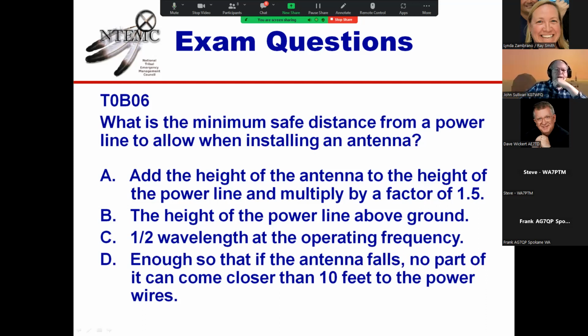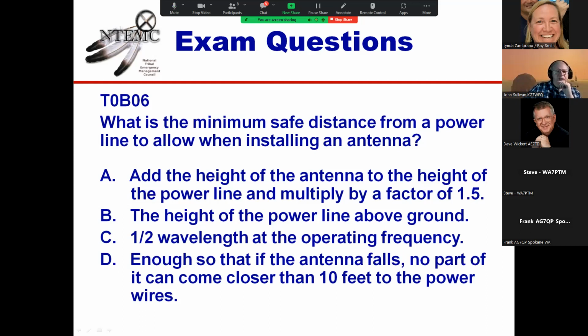C, half wavelength at the operating frequency. Well, your concern is, are you going to hit a power line? So what frequency you're operating on isn't going to affect how far away you need to be to prevent it from physically hitting the power line. So C is out.